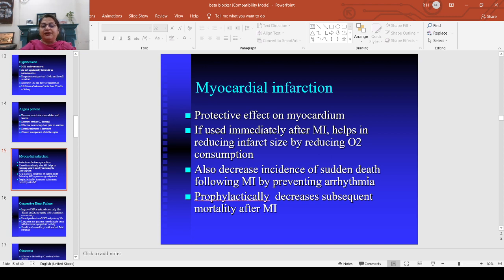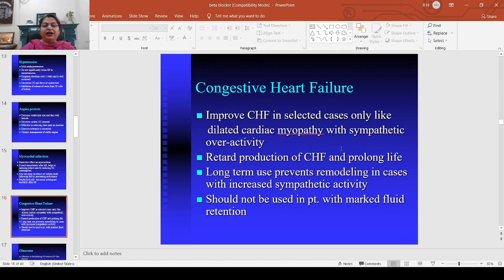They also decrease the incidence of sudden death following myocardial infarction by preventing arrhythmia. Prophylactically, they decrease the subsequent mortality after myocardial infarction. In congestive heart failure, beta blockers improve the condition of such patients only in selected cases like dilated cardiomyopathy with sympathetic overactivity. They retard the progression of congestive heart failure and they prolong the life of such patients.